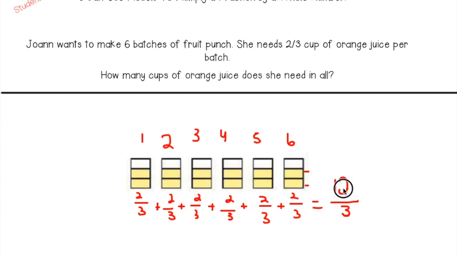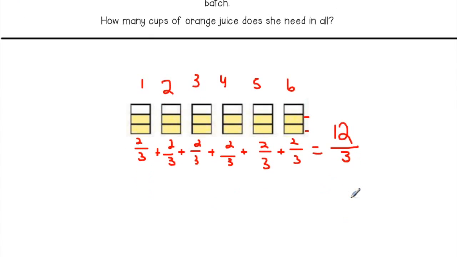Now remember, this is an improper fraction and we need to turn it into a mixed number. So let's ask ourselves how many times 3 goes into 12. Okay, hopefully you got 4 times. It goes in 4 times because 3 times 4 is 12. So your answer is 4. For how many cups of orange juice does she need in all? She needs 4 cups of orange juice.